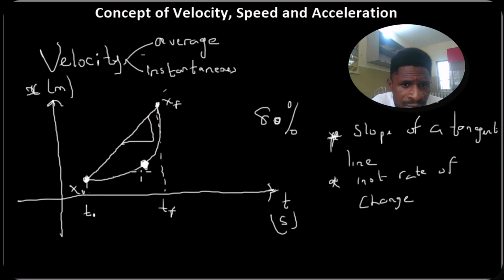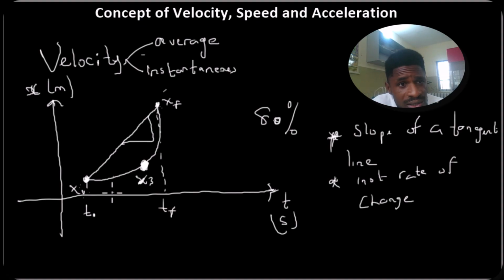Now, for average, we're dealing with two points. That is, if this is x1, if this is xf, and I want to find the average, just take xf minus x1 divided by tf minus t1, or vice versa. But this time around, I want to get the velocity. What is actually happening? How fast am I moving at this point? So let me call this point x3. At x3, how fast am I moving?